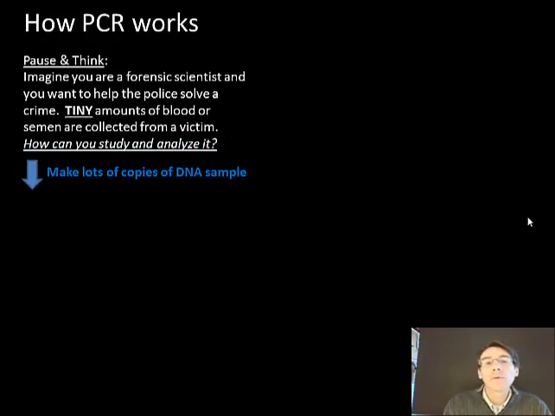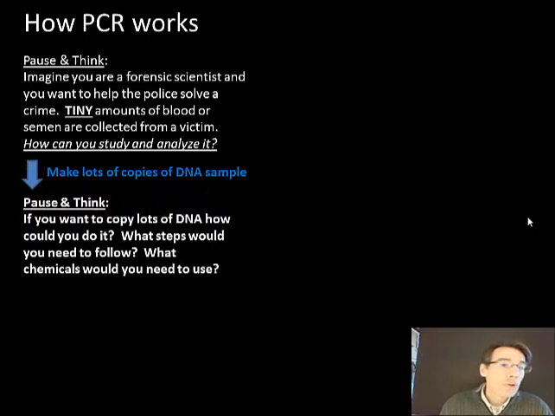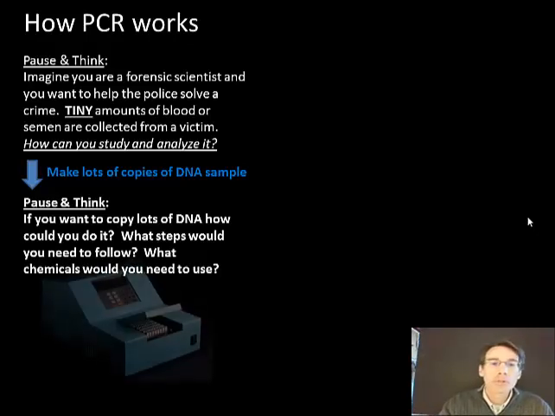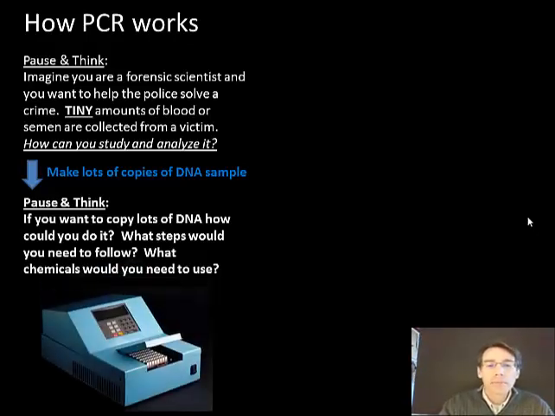So one thing you'd want to do is make lots of copies of the DNA. So if you want to copy lots of DNA, how could you do it? What steps would you need to follow, and what chemicals would you use? One of the most common machines that's used in this process is something called a thermal cycler. A thermal cycler, as the name sounds like, uses temperature, specifically heat, as a way to copy our DNA. And also there's a cycling process, which we'll be looking at.